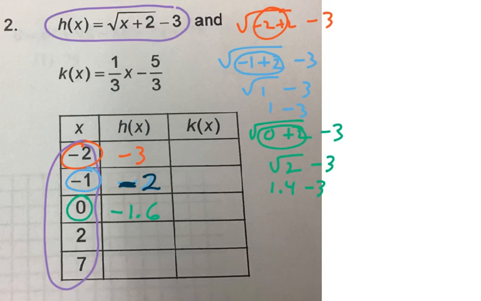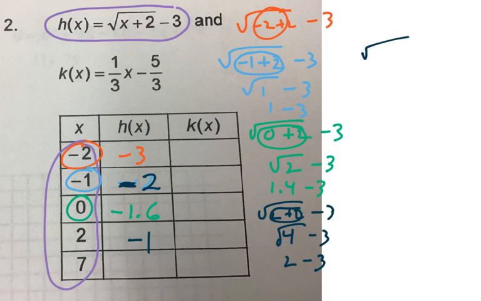All right, let's go ahead and go to, obviously, 2. We have the square root of 2 plus 2, minus 3. Now, 2 plus 2, of course, is 4. The square root of 4 is 2. Minus 3 is -1. Finally, let's go ahead and plug in the 7. Square root of 9 is 3. 3 minus 3 is 0.